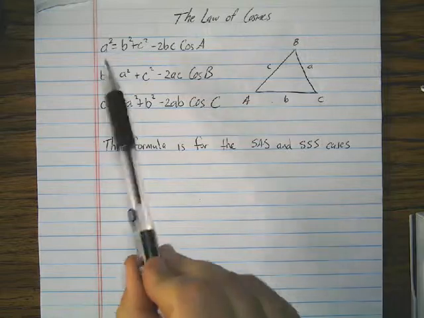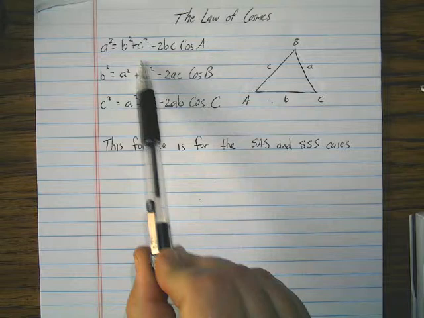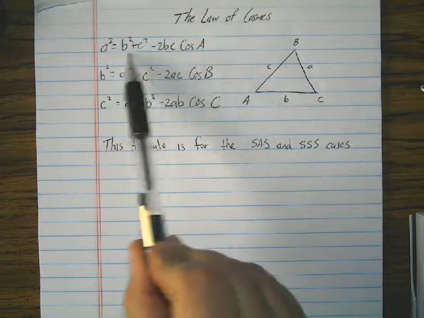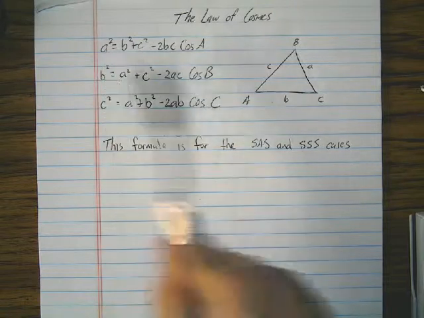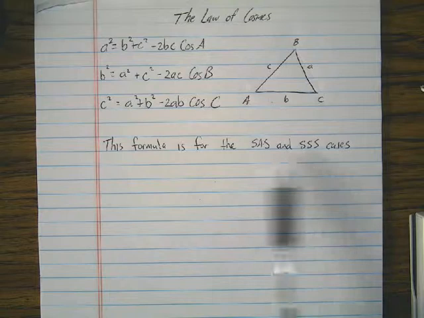These are the other two sides of the triangle. This is a side, and that's its opposite angle, which is how it's always going to work. It's a little bit more in depth than the law of sines, and this formula is used for these two specific cases: side angle side and side side side, which you cannot solve using the law of sines. So that's why we have the law of cosines.